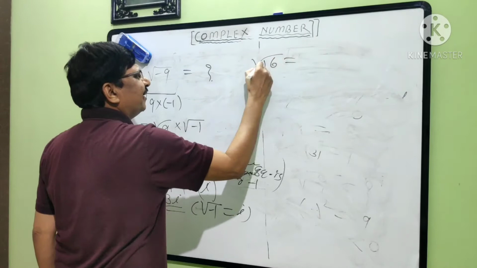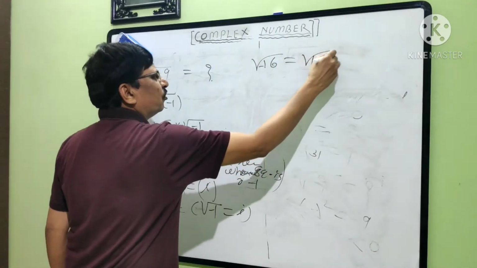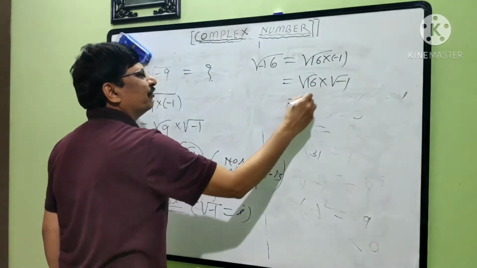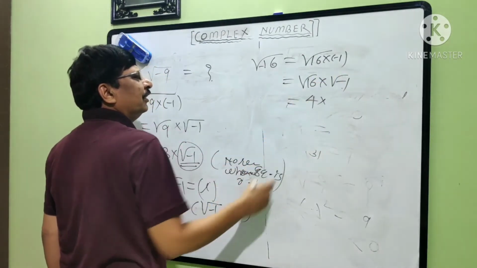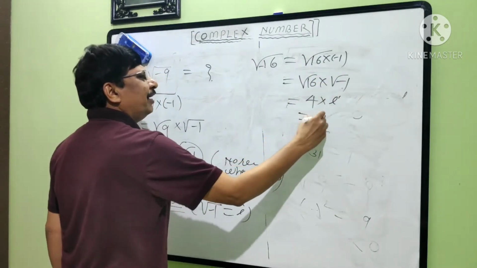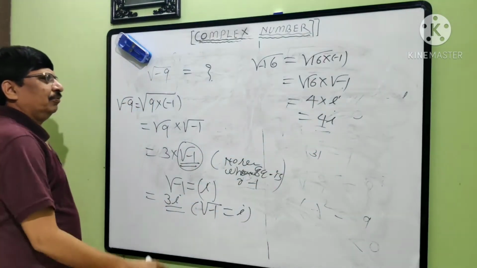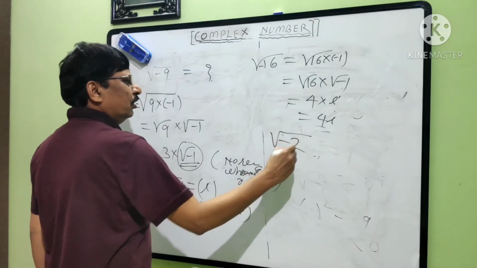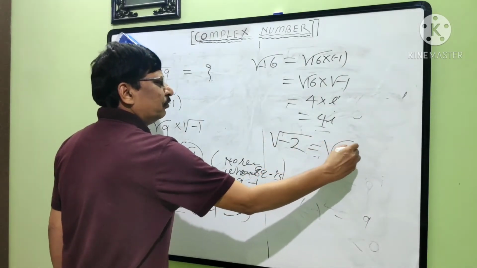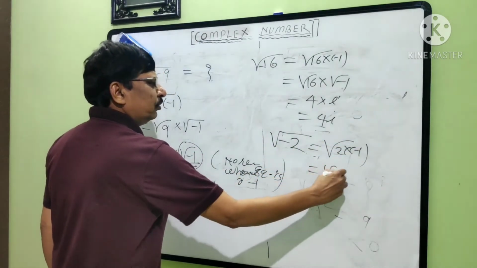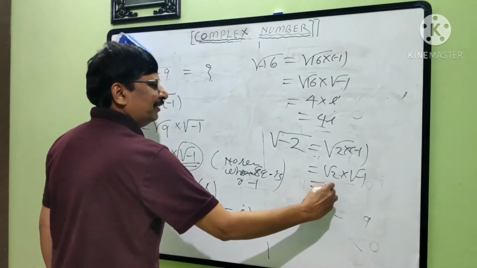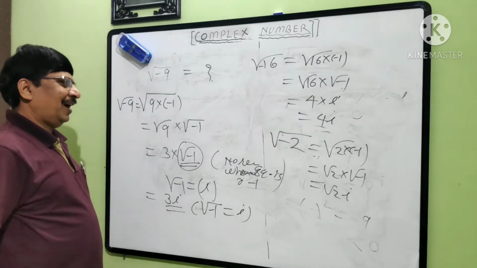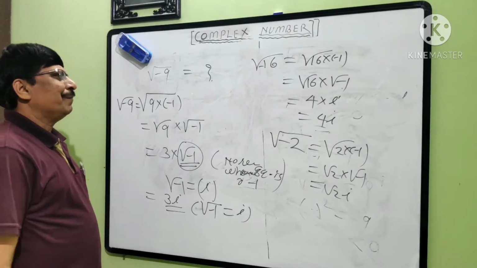In this way, suppose you want to write the root of -16. We can write this as root 16 into root of -1. Root 16 is 4, and root of -1 is denoted by i. That's why we can write root of -16 as 4i. Or take another number, -2. We can write this as root 2 into root -1, and root -1 is denoted by i. So root of -2 is root 2 into i. That is an imaginary number.